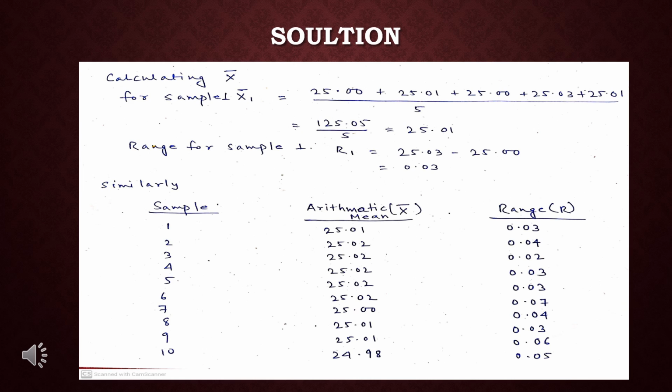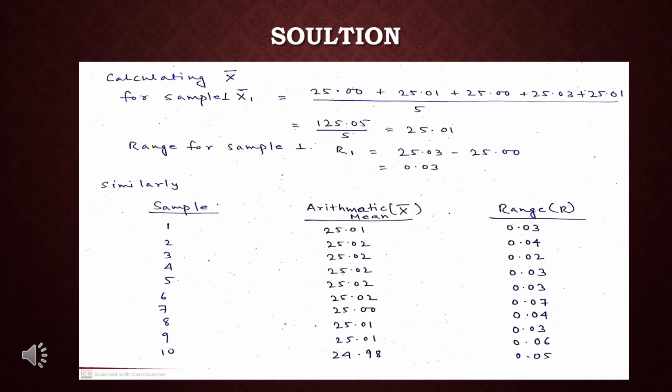To move on with the calculation, we first need to find out the X bar chart. While talking about the X bar chart, for sample number 1, if we take the mean of X to be X bar 1. So now, as I said, each sample has 5 different results. So the first sample is having the results of 25.01, 25, 25.03 and 25.01.